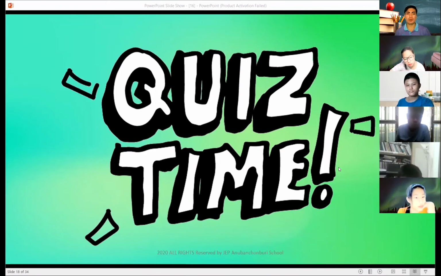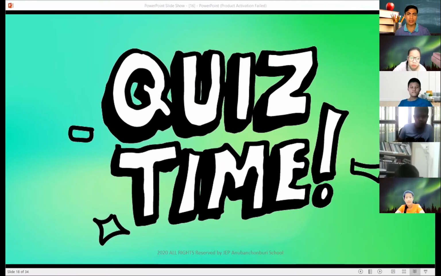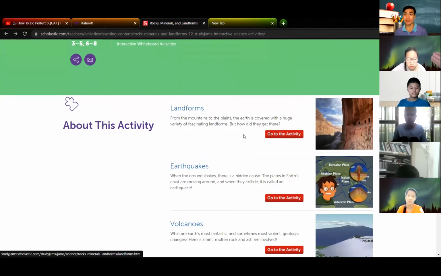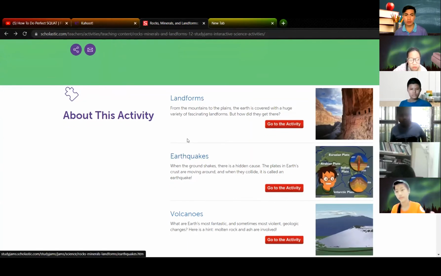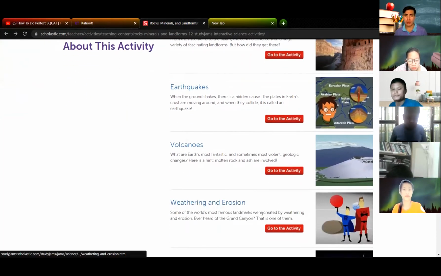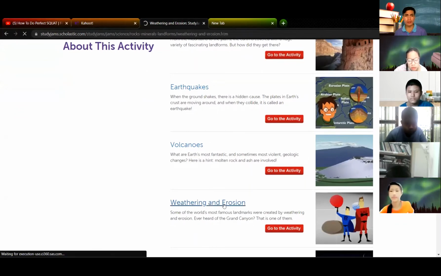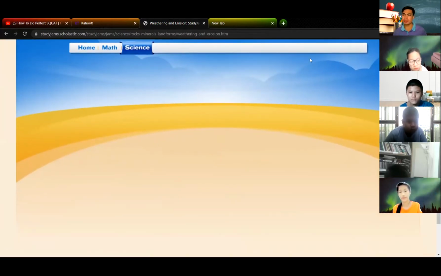Okay, so for our quiz, we will go to this slide right here. Give me 1 minute. There. We will go to this online activity. Can you see it? Landforms, earthquakes, volcanoes, weathering, and erosion. We are going to click this one. Let's try this weathering and erosion.